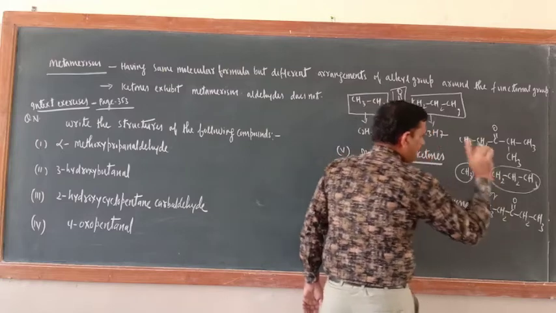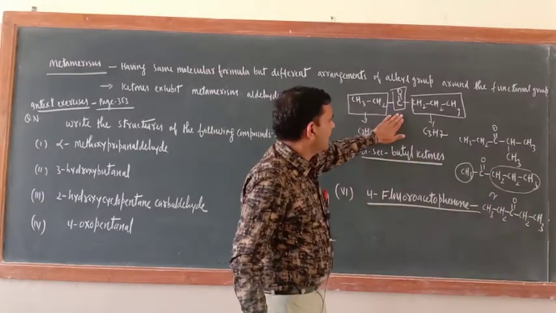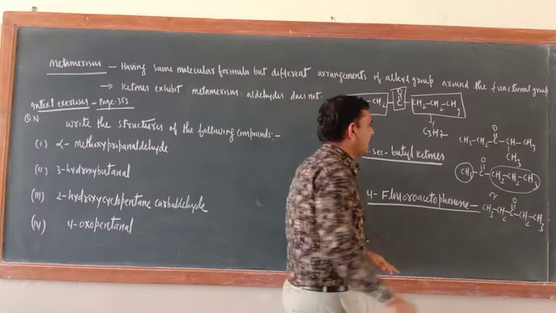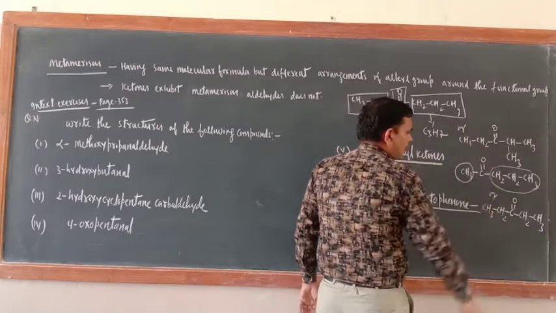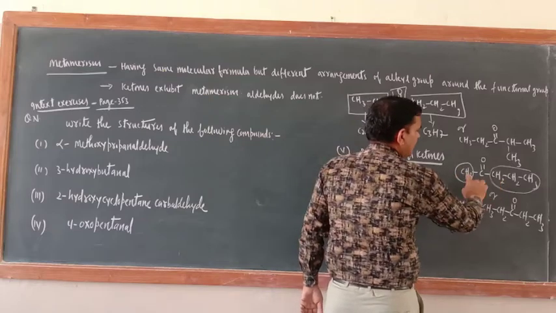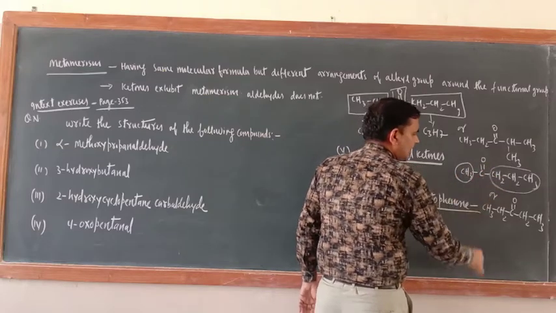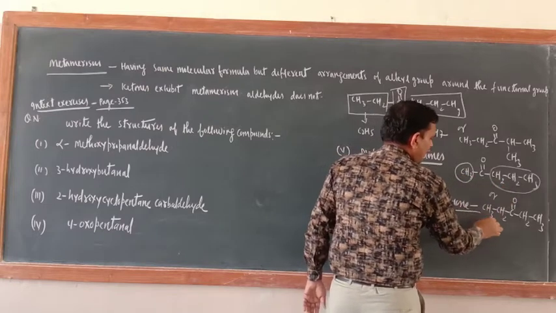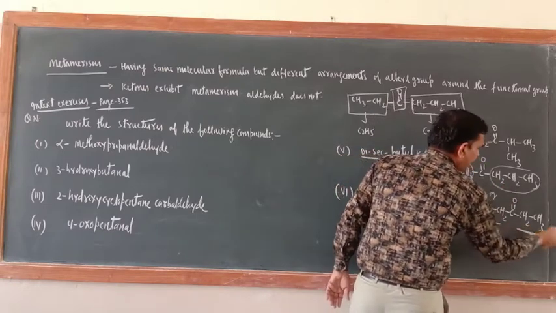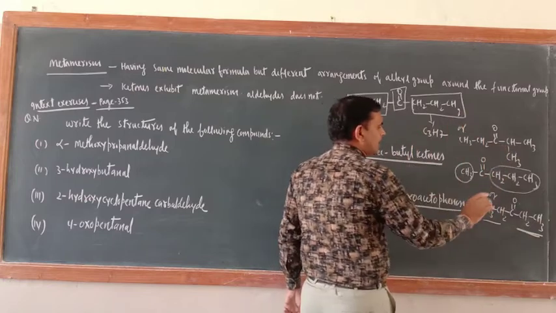Now here the molecular formula is the same all through. You can check, this one and this one have the same molecular formula. Only the arrangement of alkyl groups around the functional group is different. Now here methyl, here propyl group. Now here on both sides, what is there? Ethyl group is there. But the molecular formula will be the same only.